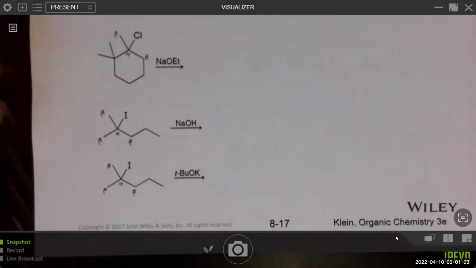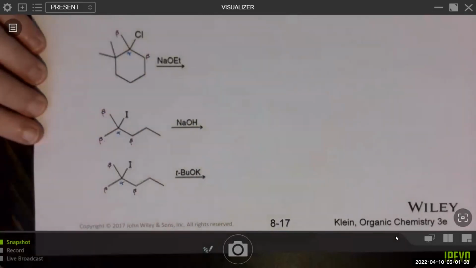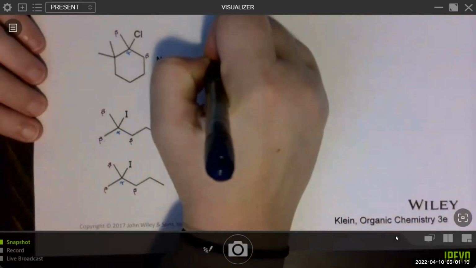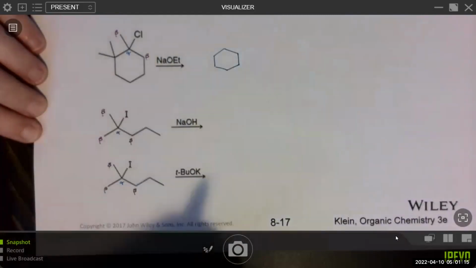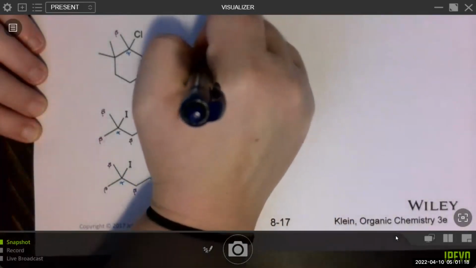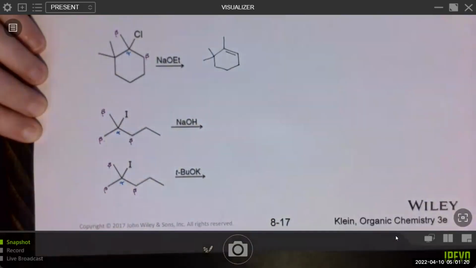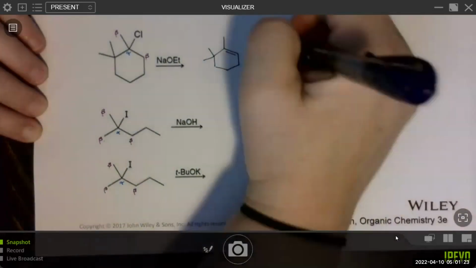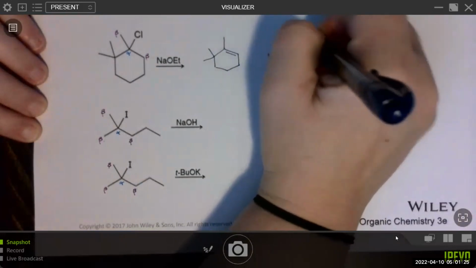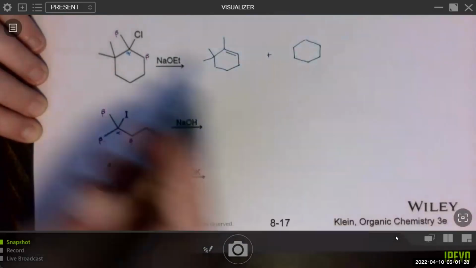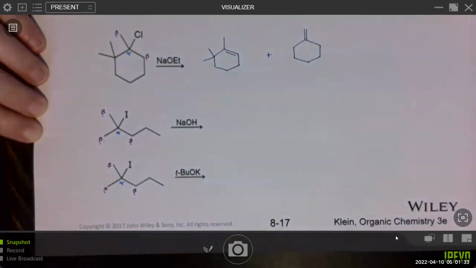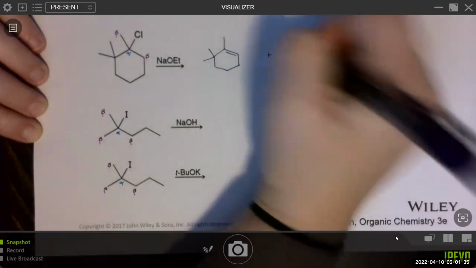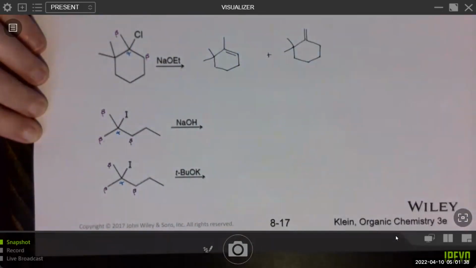And then we're going to draw in the products if we remove a hydrogen at the different beta carbons. So we can potentially remove a hydrogen here, and if we do that, we'll end up with a double bond between those two. And we can also remove a proton at the beta carbon up here, and we would end up with a double bond there. So those are the two possible products, right?